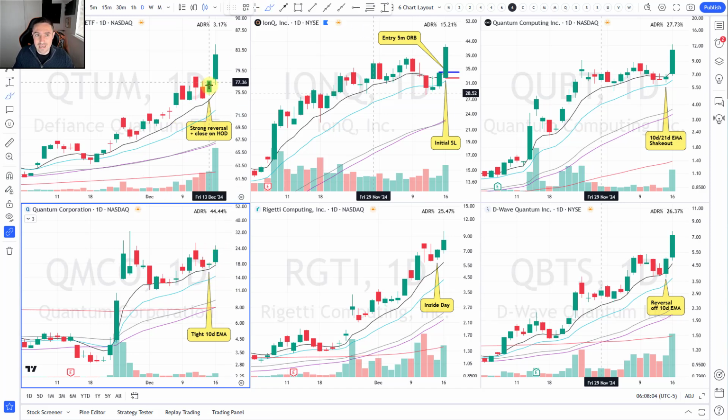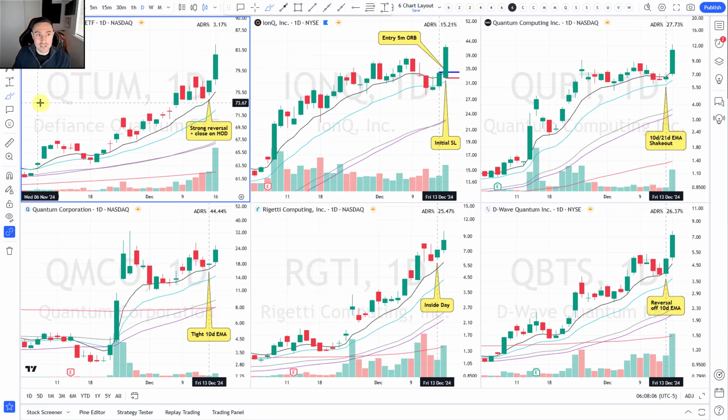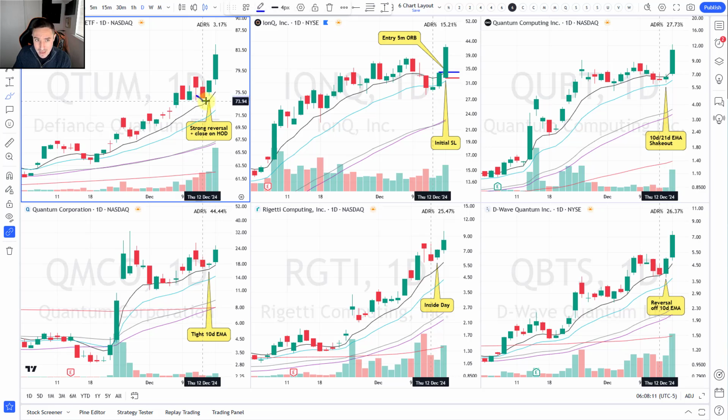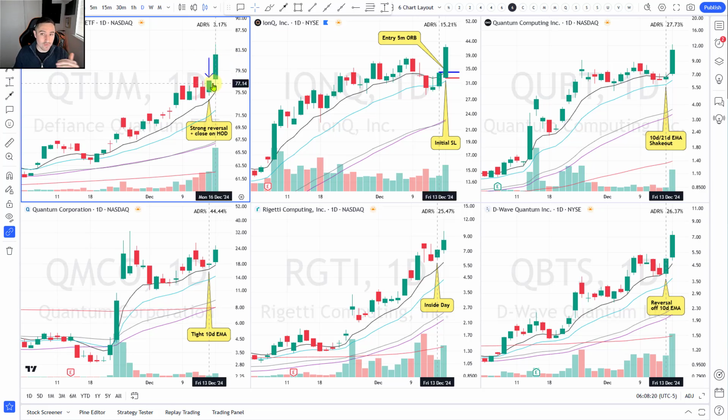Interesting. If we take a look at the applicable group ETF here, which is QTUM, what do you see? Well, it pulls in towards the 10-day EMA, a really strong reversal. Then note it's closing last Friday right on the high of the day. See that? HOD, high of day. This is going out on session highs. It couldn't have gone out any stronger.